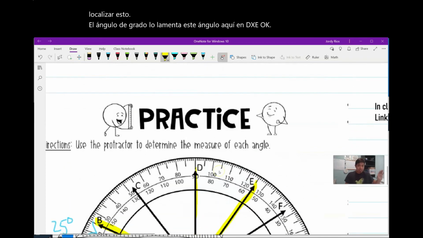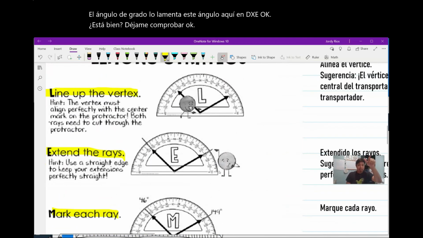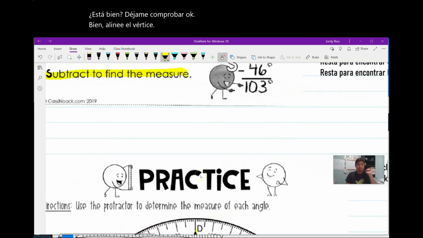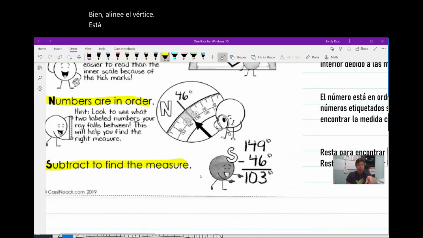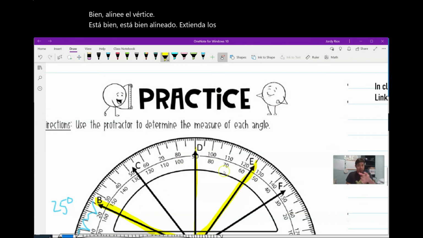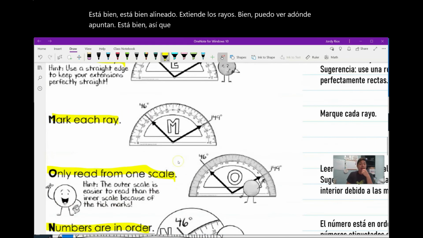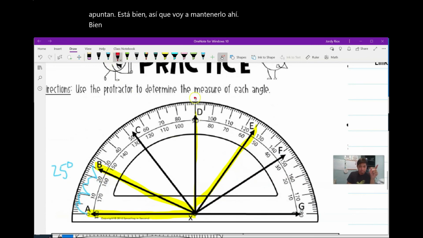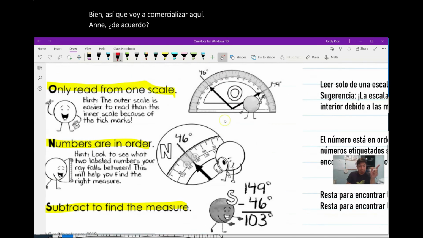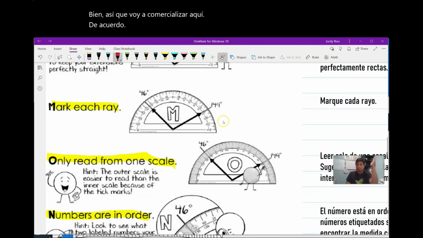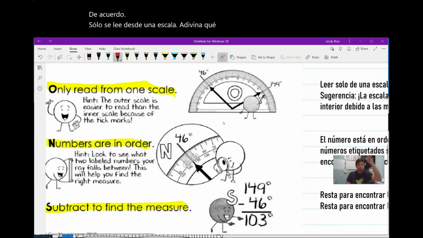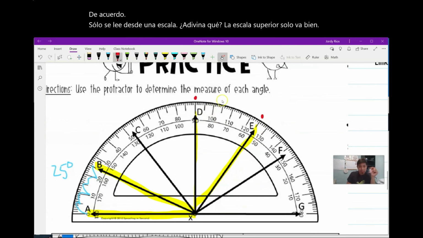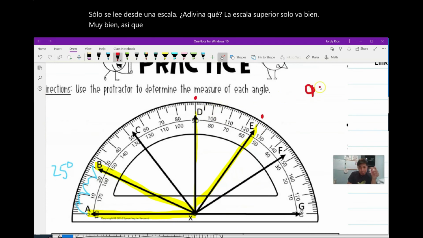Let me check. Okay, line up the vertex. It's lined up. Good. Extend the rays. I can see where they're pointing at, so I'm going to keep them there. Mark each ray. I'm going to mark it right here and right here. Only read from one scale. Guess what? Top scale. Only top scale. So this one is 90 on top right here.